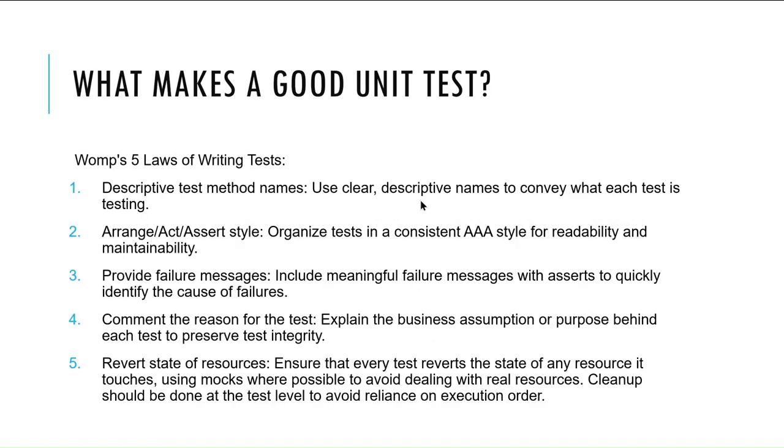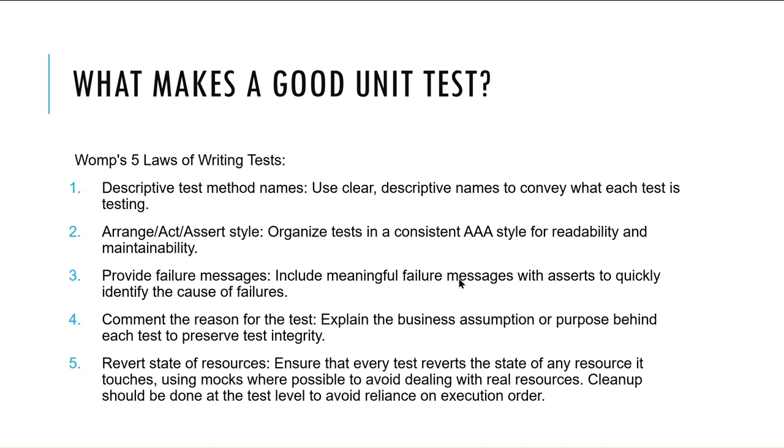What makes a good unit test? Well, Osherove's five laws of writing tests are as follows. Number 1, descriptive test method names, which use clear descriptive names to convey what each test is testing. Number 2, arrange, act, assert style. This organizes tests in a consistent AAA style for readability and maintainability. Number 3, provide failure messages. This includes meaningful failure messages with asserts to quickly identify the cause of failures.